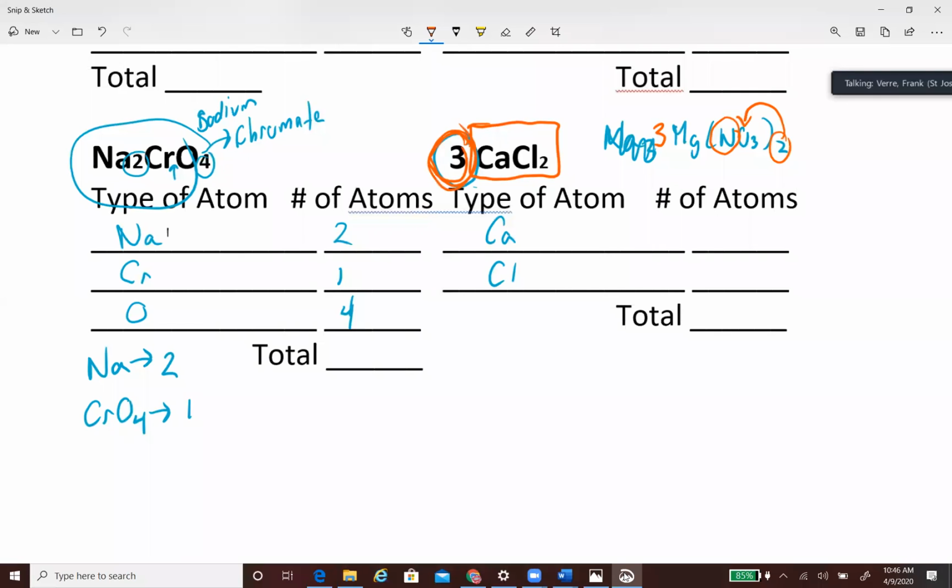That number in front is just a multiplier of everything. So if I look at this CaCl2, there's no subscript for Ca, so we know that means 1. But there's a number in front, which is a multiplier. So that tells us there are 3 calcium atoms, okay? If I look at chlorine, it has a subscript, so there's 2, and there's a multiplier in front, there's a 3. So that means that there are 6 chlorine atoms, so the total is 9. And I forgot to put the total over here, which is 7 in this case, okay?